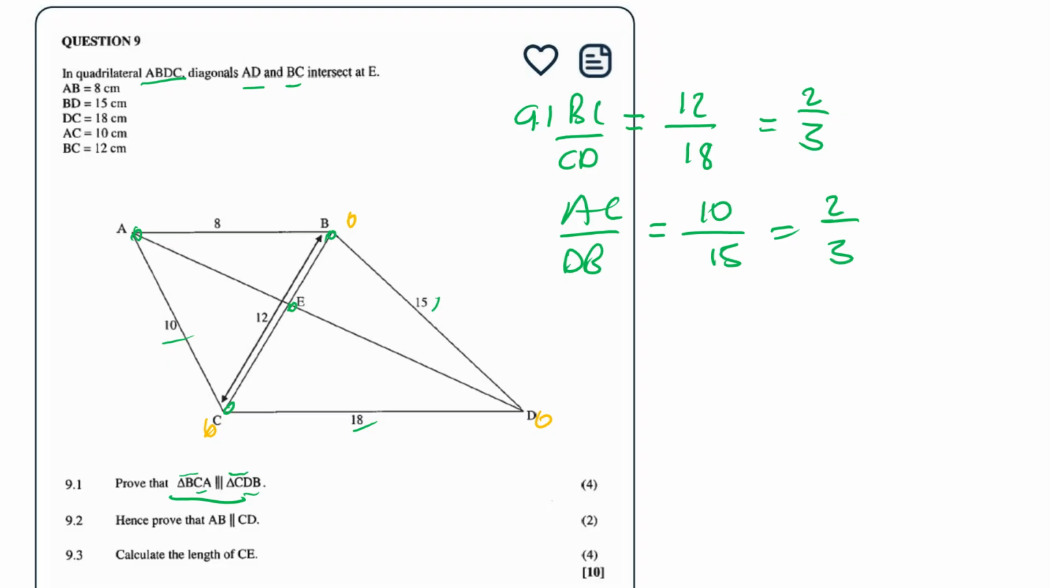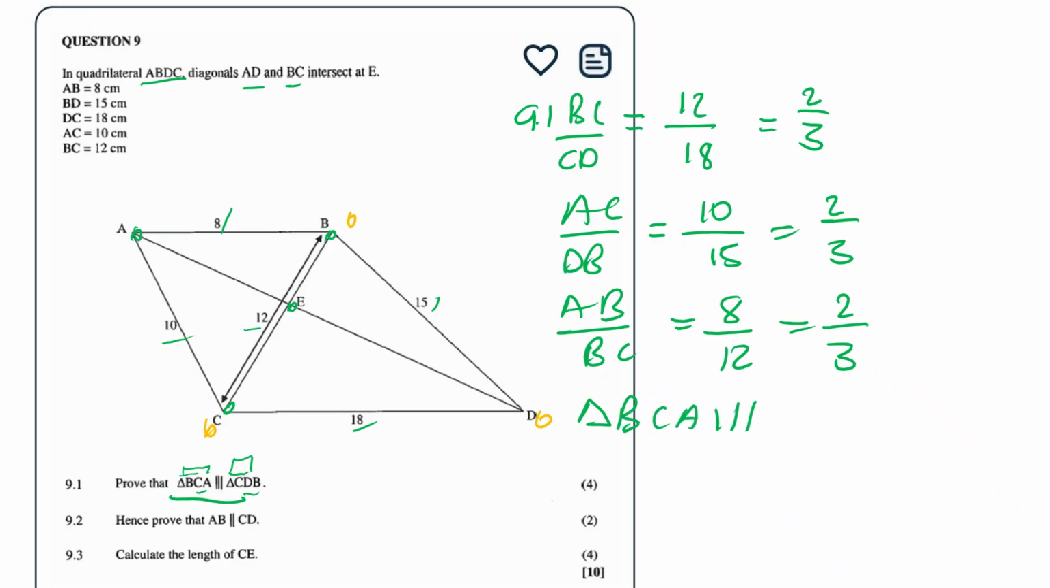And then now we can take the last ones, BA and then CB. Therefore now we'll have AB over BC, which is 8 over 12, right? AB it is 8, and then now BC it is 12. Therefore it is equivalent to 2 over 3. Therefore now we can conclude that the triangle BCA it is similar to triangle CDB, right? Therefore now we can give a reason that sides are in proportion.